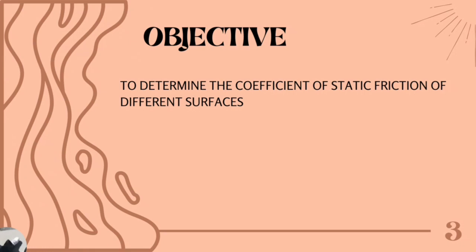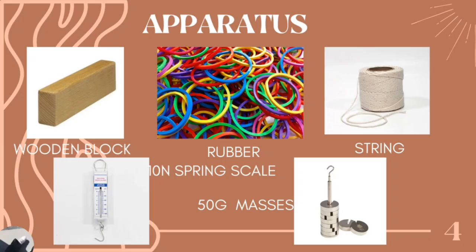Objective of experiment 4 is to determine the coefficient of static friction of different surfaces. For apparatus, we used a wooden block, rubber, 50 gram masses, a 10 Newton spring scale, and a tabletop.